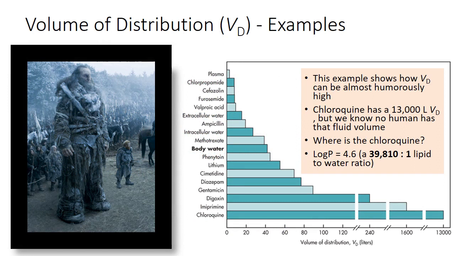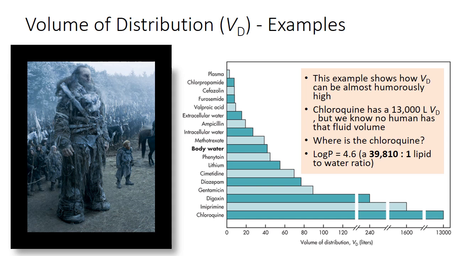So this is my attempt at having a humorous example of why volume of distribution is not real. Why is it apparent? We already talked about that, but I want to give you a few examples of drugs here that have astronomically high volumes of distribution. So we're just kind of lucky. The reference that I had, the textbook, used chloroquine, and we're lucky because chloroquine is a hot topic because of COVID-19 and hydroxychloroquine. But chloroquine has a volume of distribution of 13,000 liters. No human has a fluid volume in their body of 13,000 liters. So why would the number be so high?